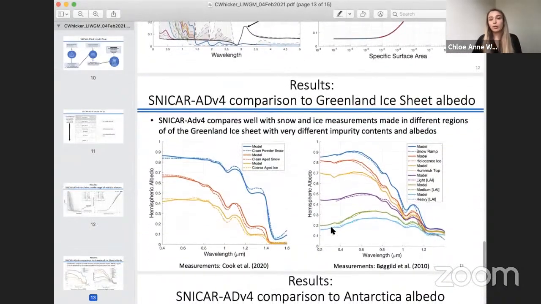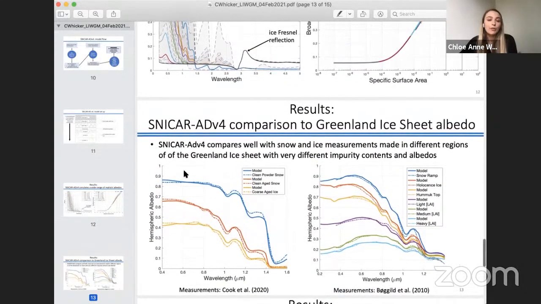We also compared our model to a couple of sets of measurements from the Greenland ice sheet. The first set of measurements we compared to were taken by Joe Cook in 2017. He took measurements of clean powdered snow, clean aged snow, and coarse aged ice, and we were able to reproduce all of these albedos quite well.